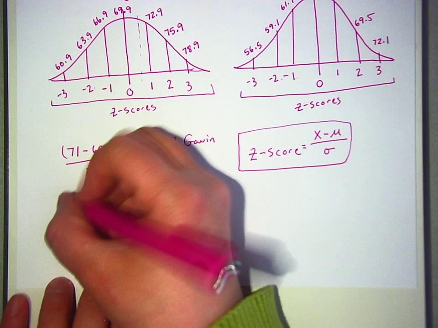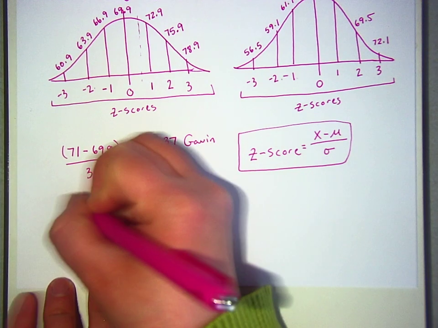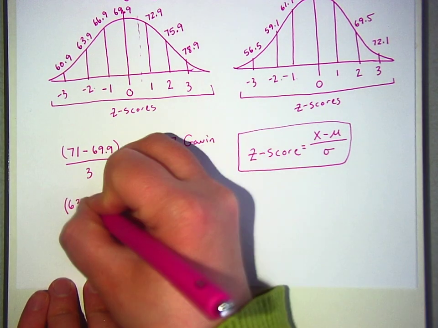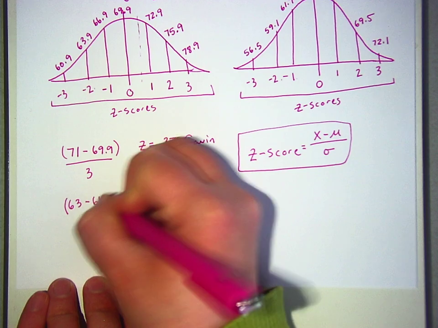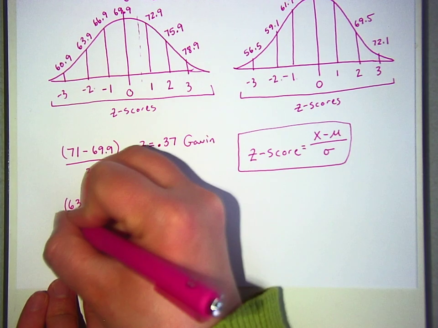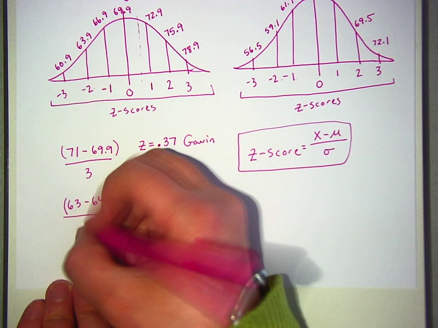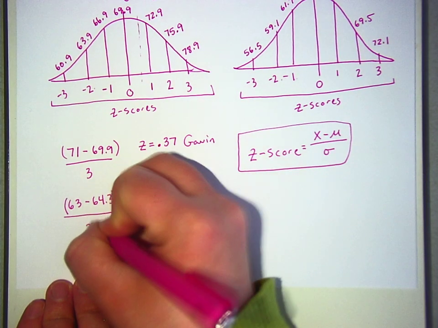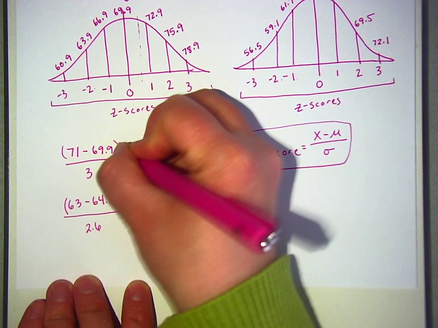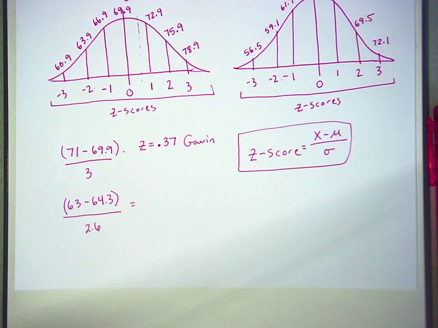Okay, so I'm going to try myself here, and you guys should try yourselves as well. I was 63, so I'm going to take my height, which is 63, and subtract women's heights, which is 64.3, because I am in this category, and I'm going to divide by 2.6. So you should be able to figure out your own z-score.